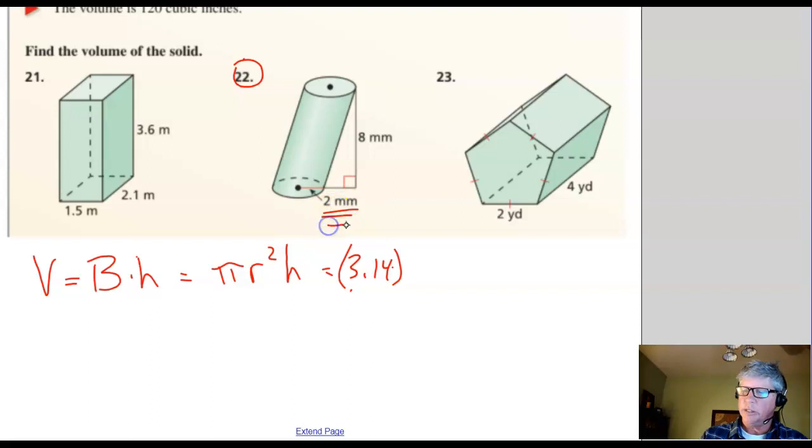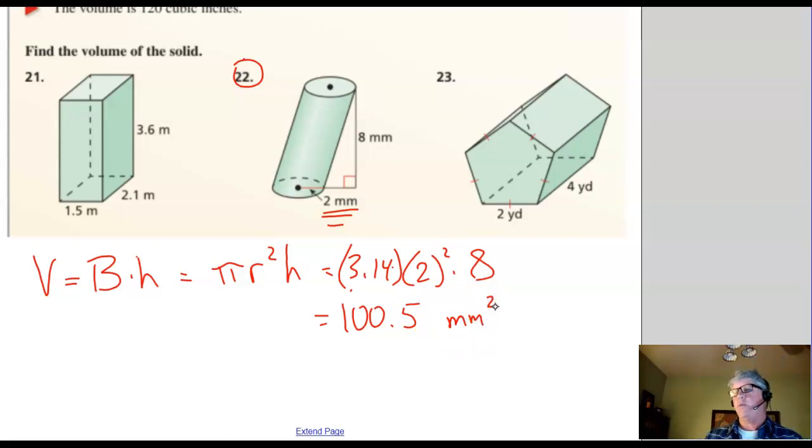The radius here is 2 times the height, 8. So we just plug that in. 3.14 times 2 squared, which is 4, times 8. And we get 100.48 square millimeters. Square millimeters. Cool.